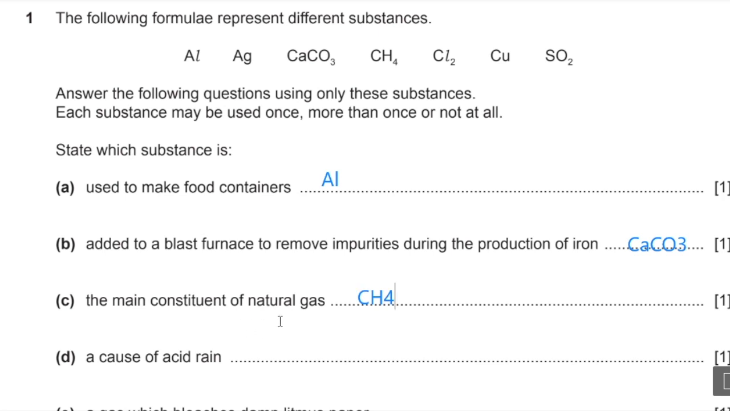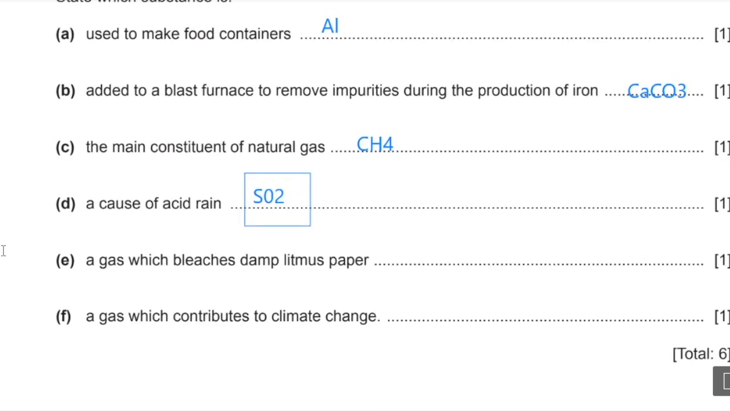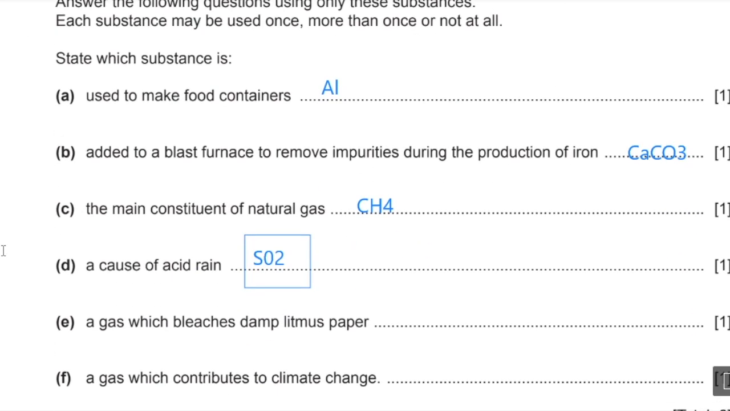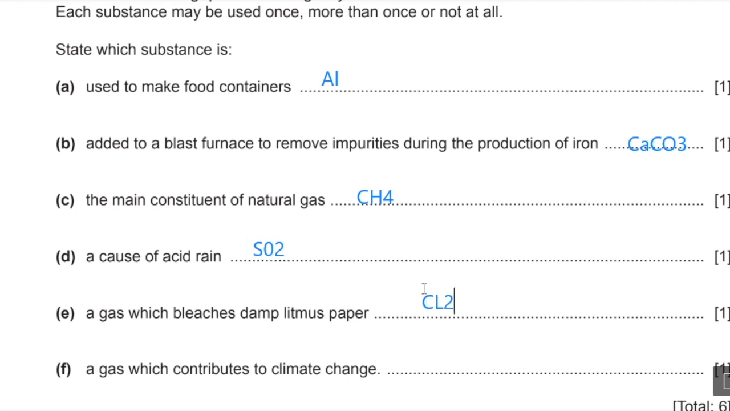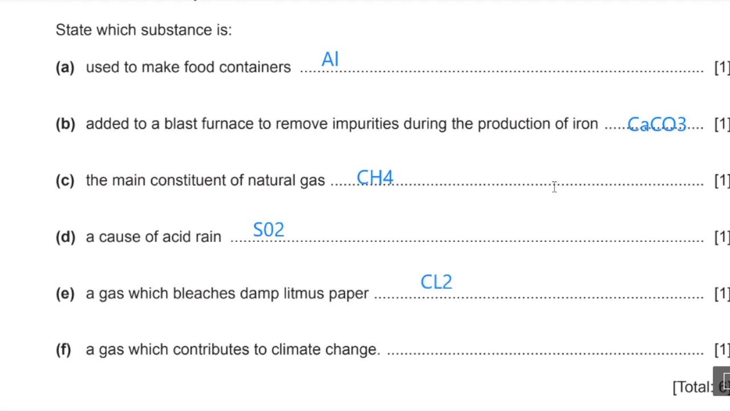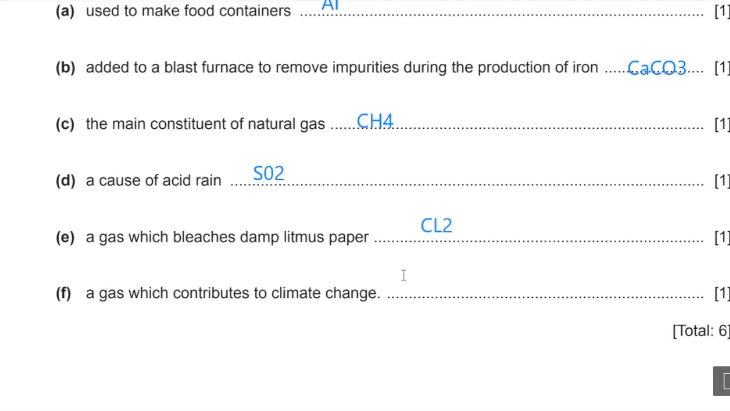D, a cause of acid rain, is sulfur dioxide, as it gets dissolved in the rainwater and results in the formation of sulfuric acid. E, a gas which bleaches damp litmus paper. This is chlorine. F is a gas which contributes to climate change, which is again methane.